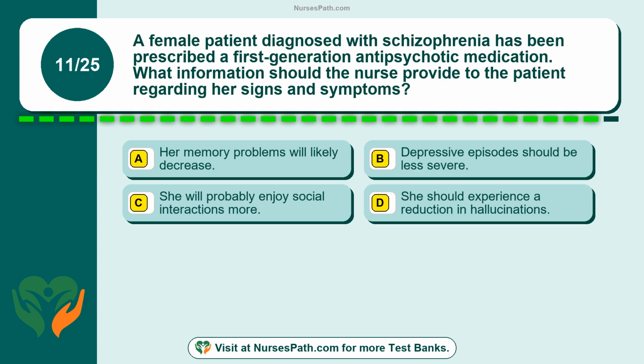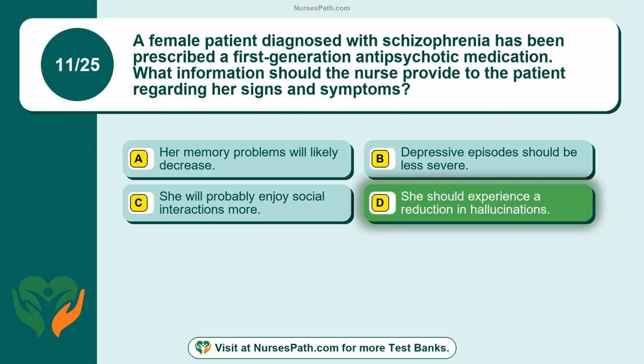Question 11. A female patient diagnosed with schizophrenia has been prescribed a first-generation antipsychotic medication. What information should the nurse provide to the patient regarding her signs and symptoms? Option A. Her memory problems will likely decrease. Option B. Depressive episodes should be less severe. Option C. She will probably enjoy social interactions more. Option D. She should experience a reduction in hallucinations. The correct answer is option D.